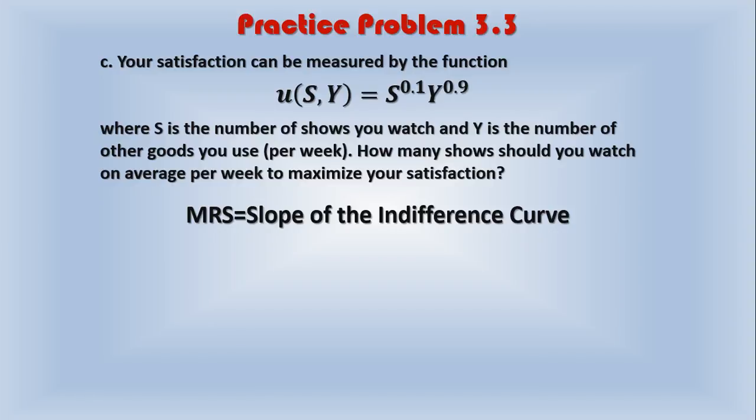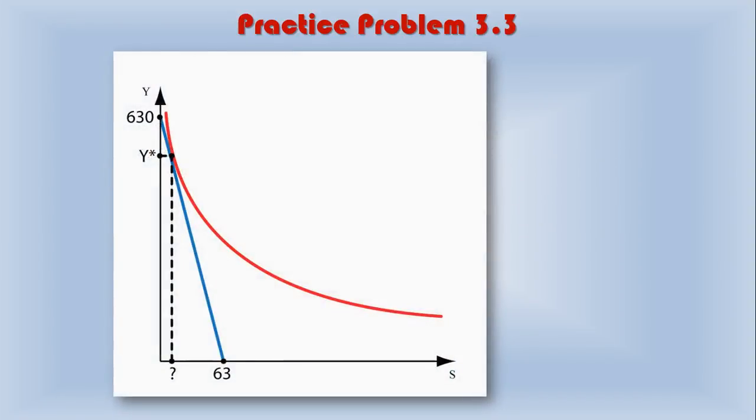Meaning, how much are they willing to trade off one good for another in order to remain as well off as they were before? That's the marginal rate of substitution, the slope along the indifference curve. At the optimal point of consumption, those slopes are equivalent.